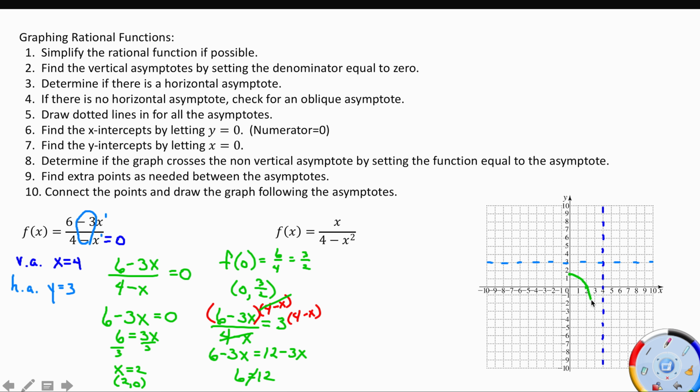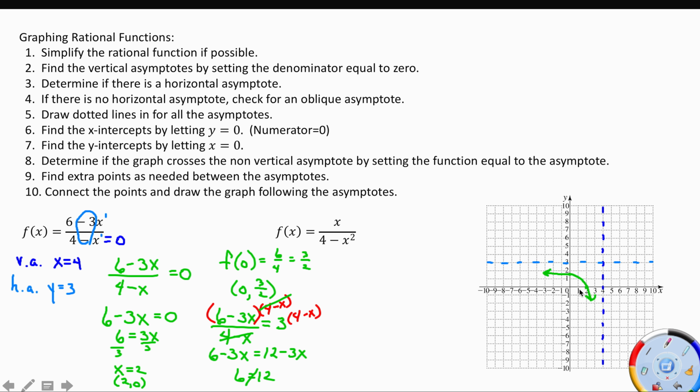All right, I'm not going to draw more than what I know, but I know it's going to go here, and it's just going to get closer and closer to this asymptote, closer and closer to that asymptote, without ever crossing them. The only thing left is what's happening on this side of my vertical asymptote.